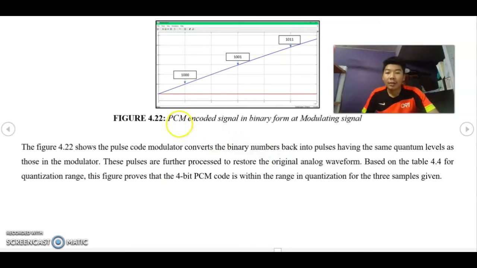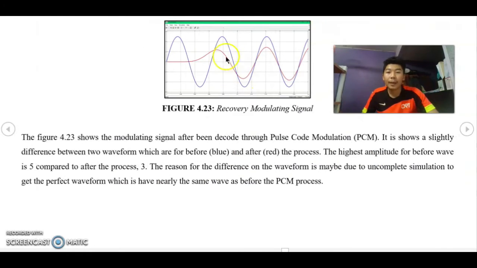And next, the figure shows the PCM encoded signal in binary form at the modulating signal, and this shows the converted binary numbers back into the pulses, having the same quantum level as those in the modulator. Next is the recovered modulating signal.